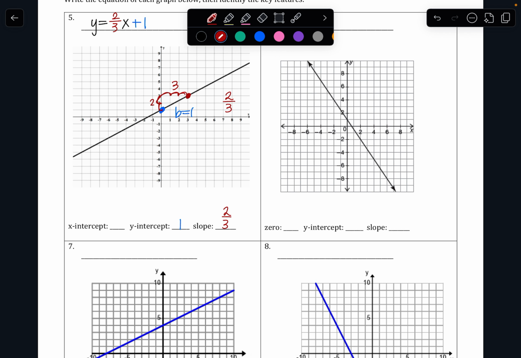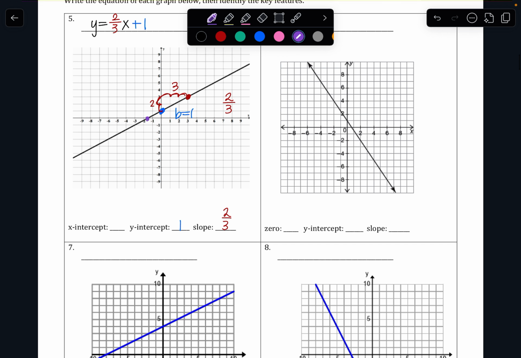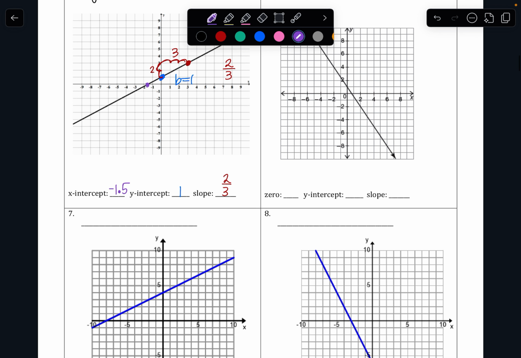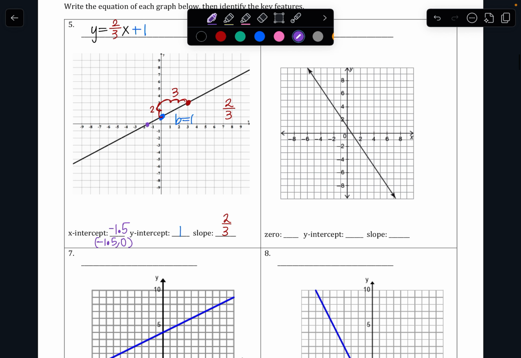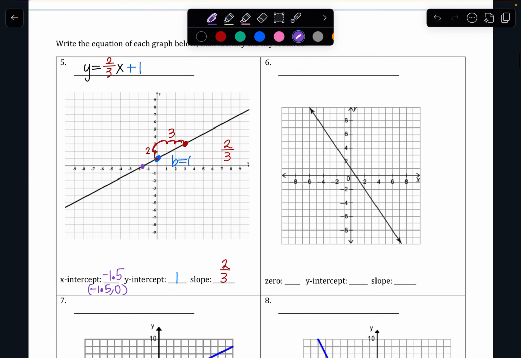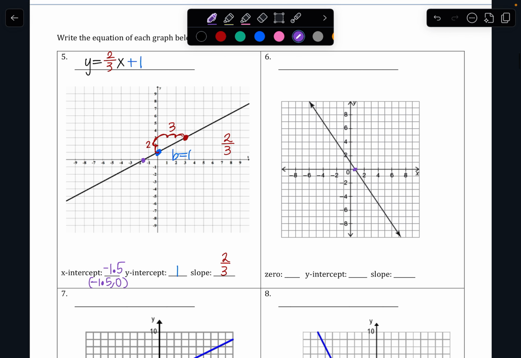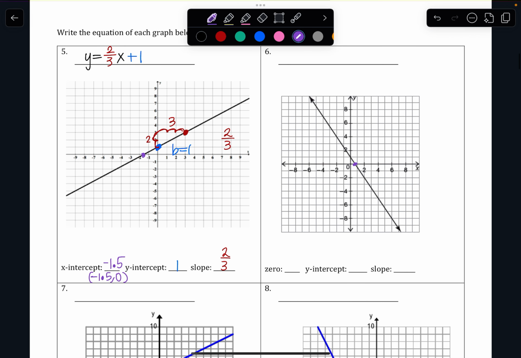Okay, and then our x-intercept is not clear. It looks like it's between -1 and -2. So I'm going to go ahead and just say -1.5 for the sake of time. And then you could solve for it algebraically and you would get -3/2. Okay, for this next one, I probably will end up solving for it algebraically.